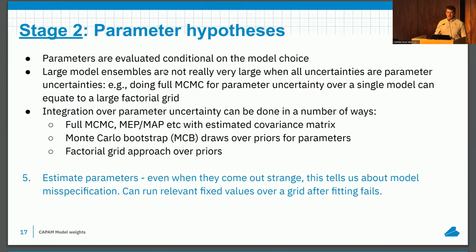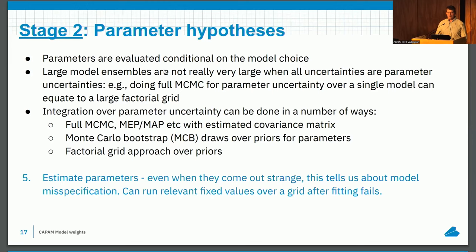Parameter uncertainties, parameter hypotheses, I think this is one where this framework makes some sense, in that there are different ways of evaluating parameter uncertainties. And I think a lot of what we think of as large model ensembles are really essentially approaches to integrating over parameter uncertainty, in that inner integral of that Bayesian decomposition, basically. And so you can do that using full MCMC, obviously. And for me, that's really still the gold standard.